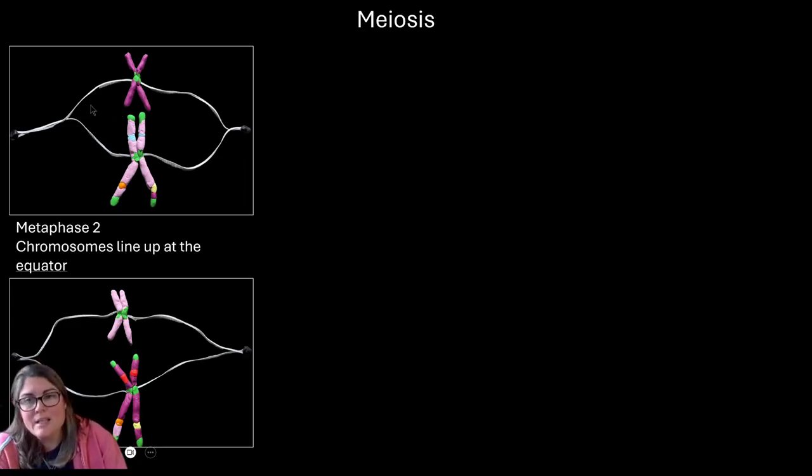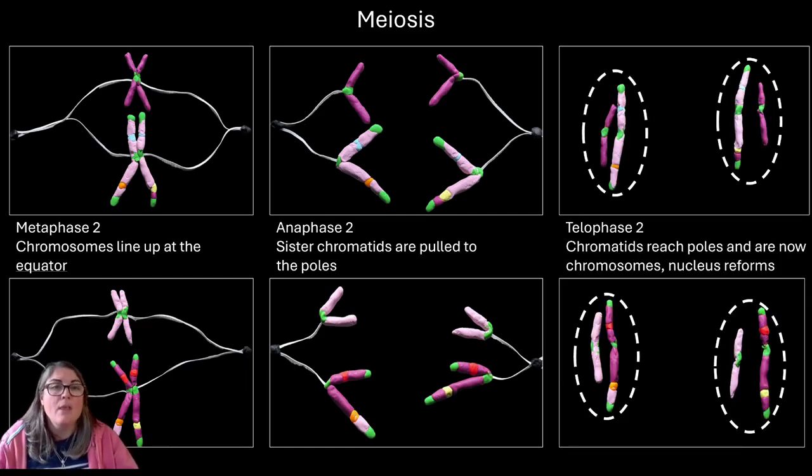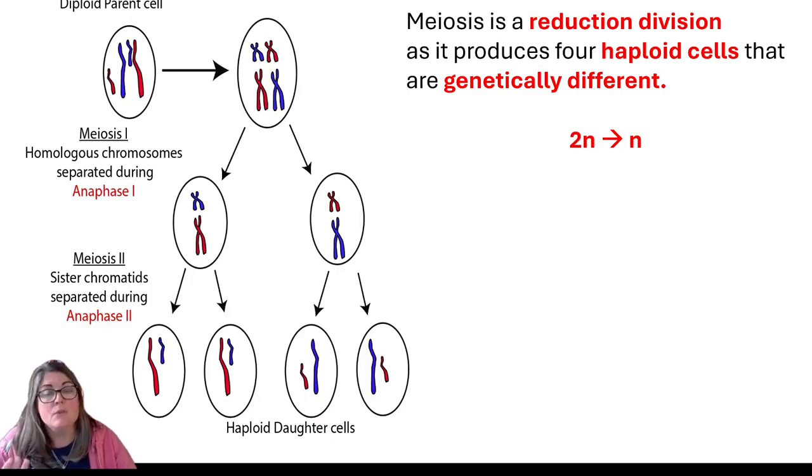And again, we go back to that stage of metaphase 2, lining up at the equator. But this time, because there's only one chromosome made up of sister chromatids present, what's going to happen is when we get to anaphase 2, those sister chromatids are pulled to the poles. Therefore, the chromatids are pulled apart. That will then remove them from being together. What we get is that in telophase 2, the chromatids have reached the pole, and are now at the point where the nucleus can reform. So meiosis is a reduction division as it produces 4 haploid cells.